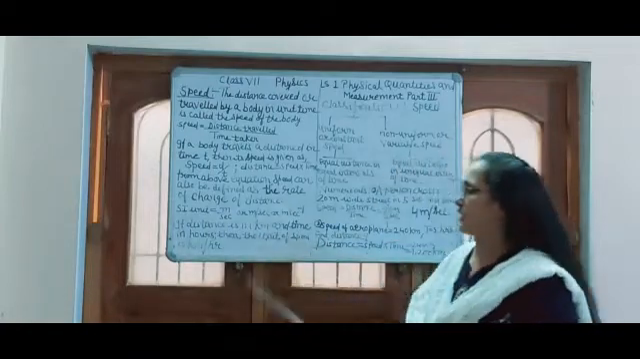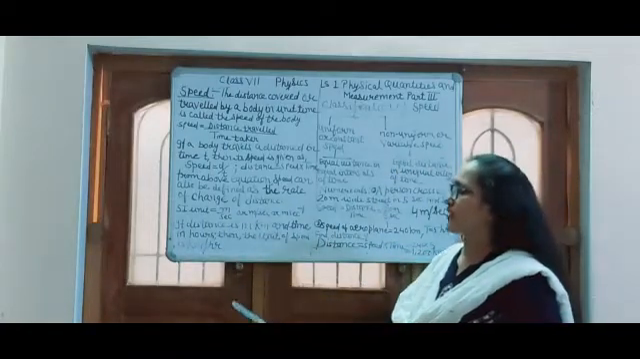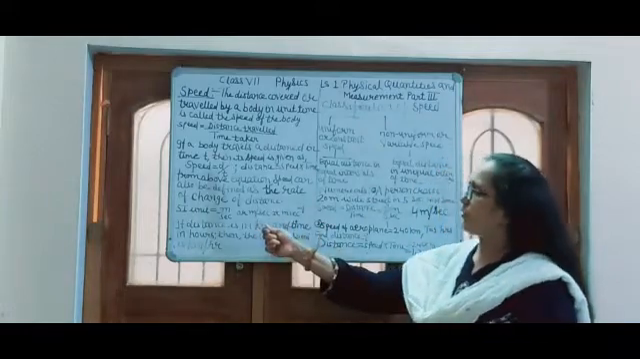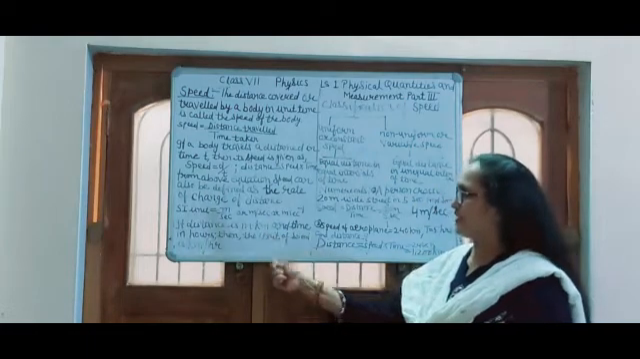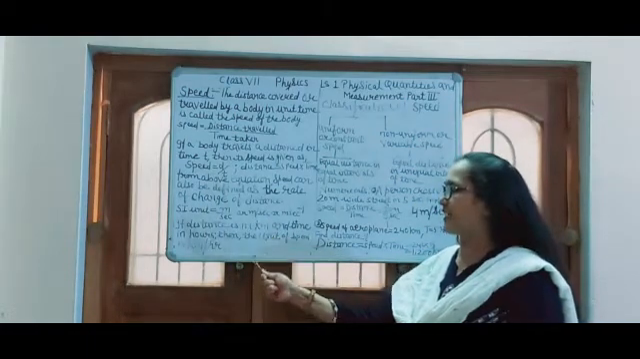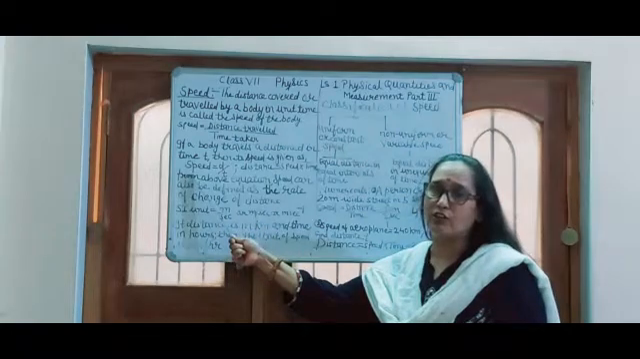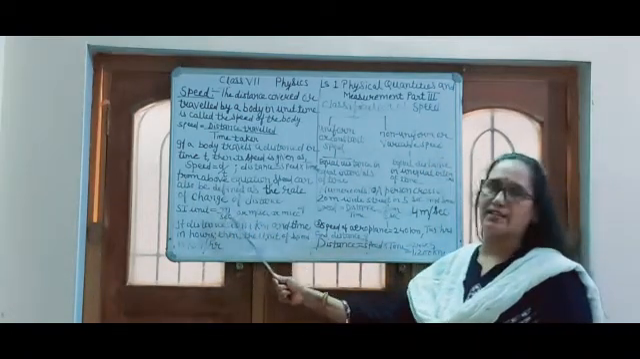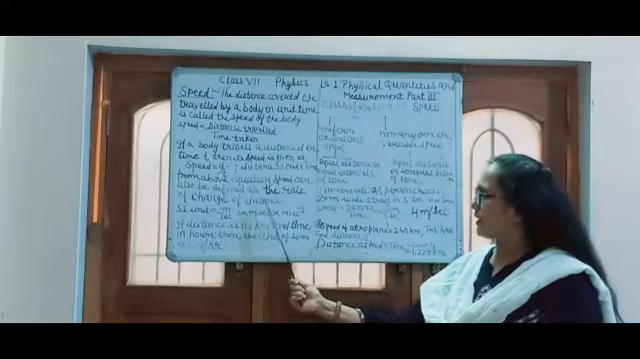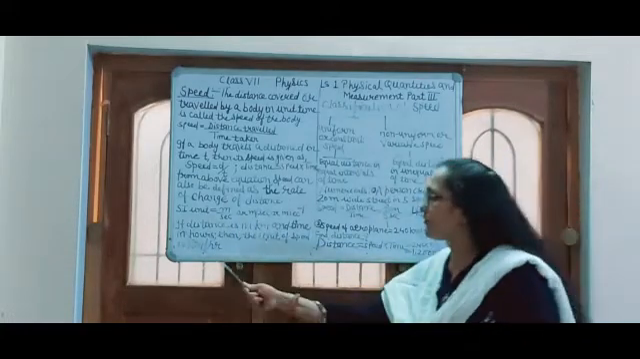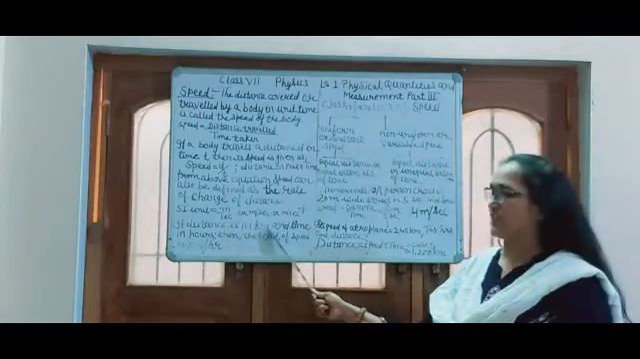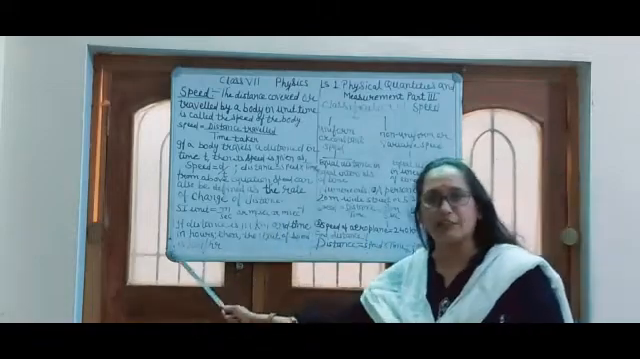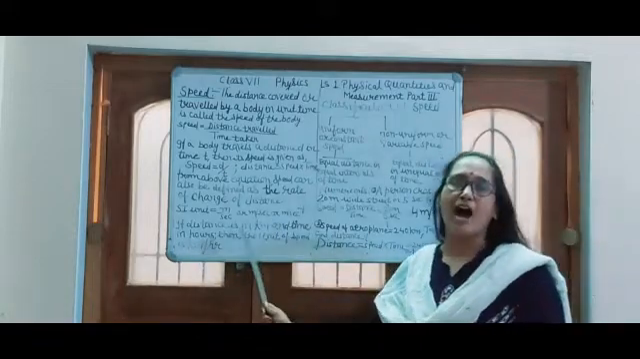We can find the SI unit of speed by putting the SI unit of distance and the SI unit of time. The SI unit of distance is meter, and the SI unit of time is second. So the SI unit of speed is meter per second. If distance is in kilometer and time in hours, then the unit of speed is kilometer per hour.